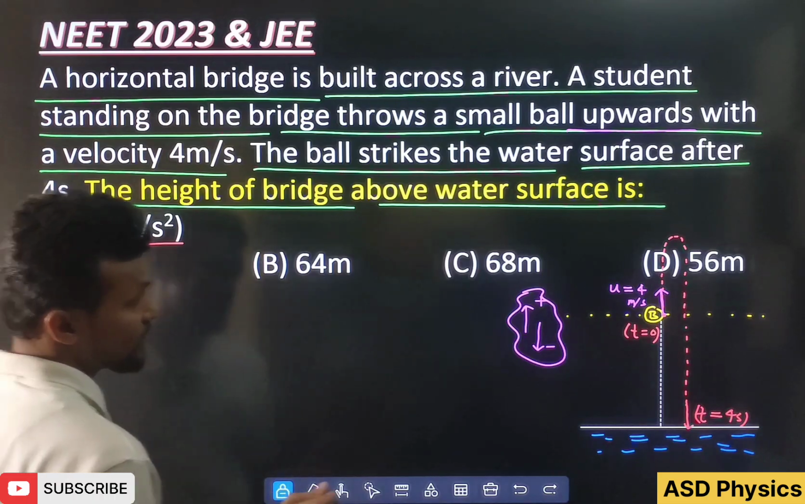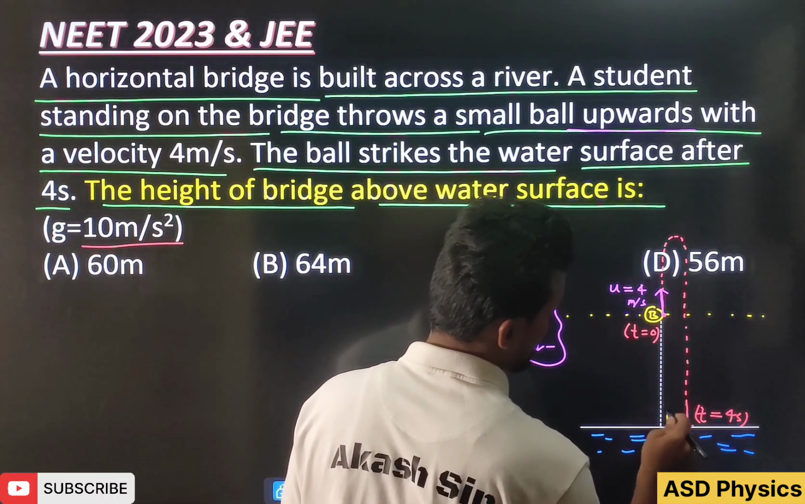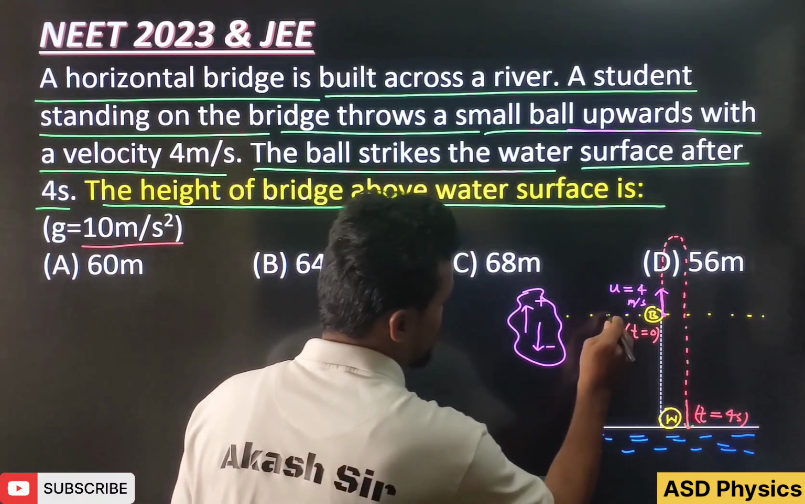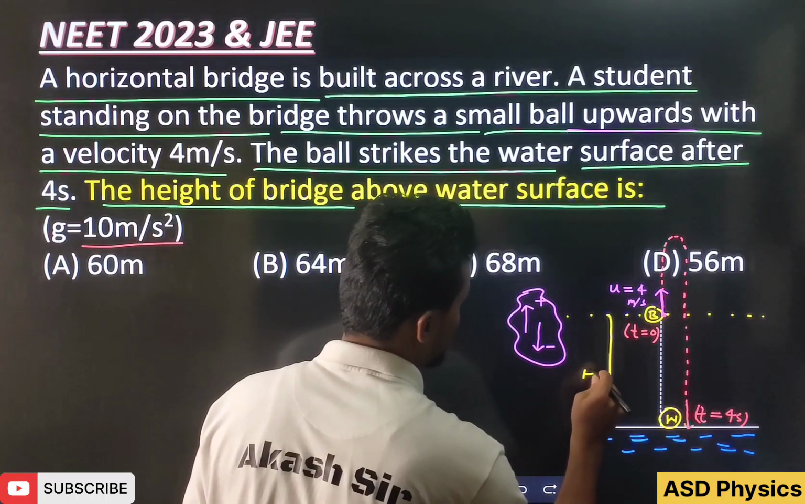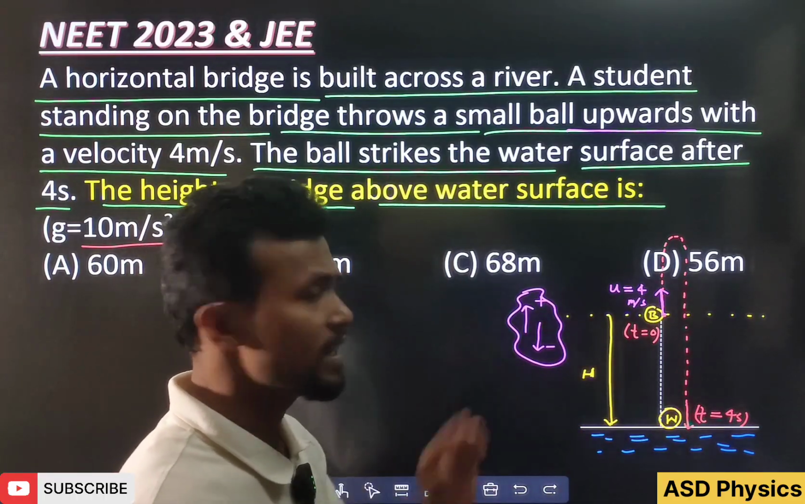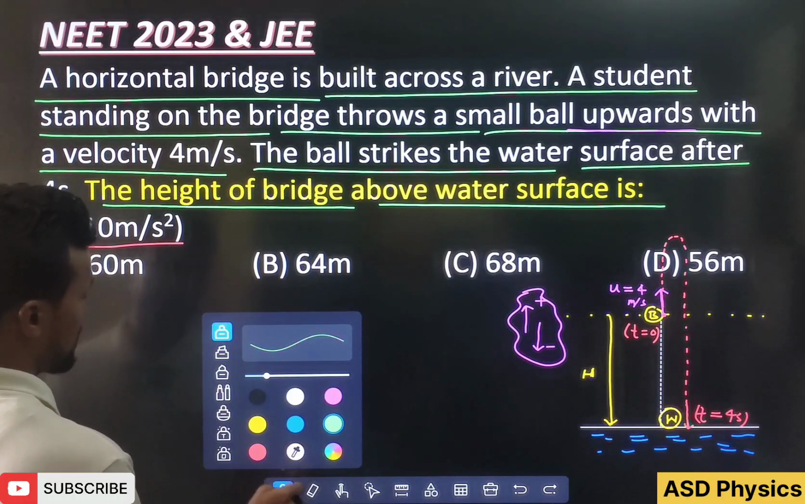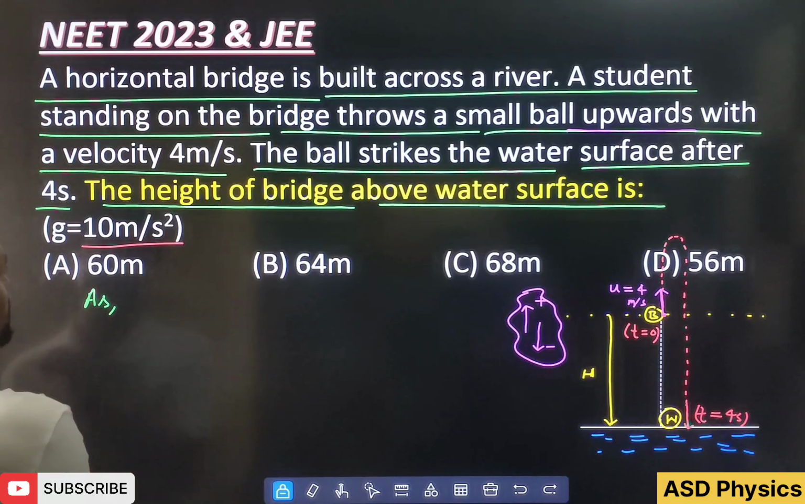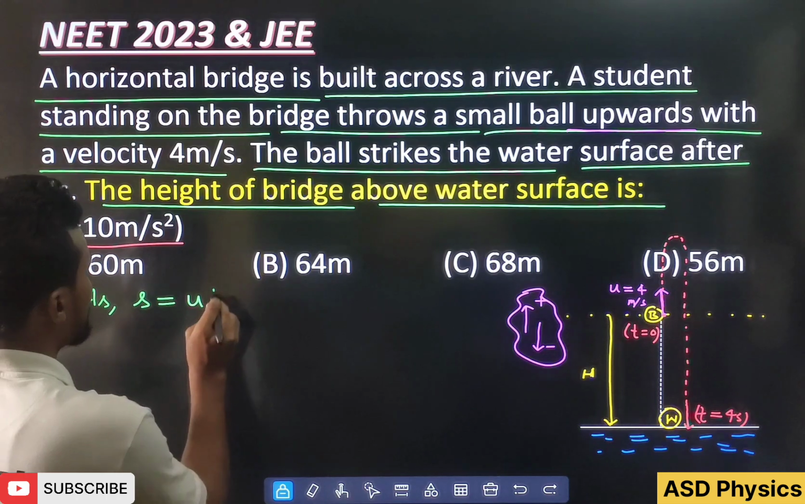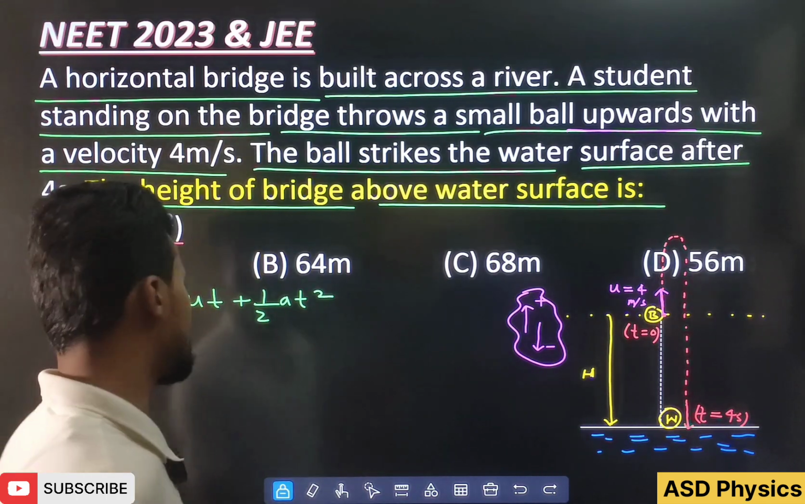Let's take this bridge as B and the water as W. We have to find out this distance, let's call it H. We know u, we know time, and H is to be found. Which equation of motion is better? We are going to use the second equation of motion, S equal to ut plus half at square.